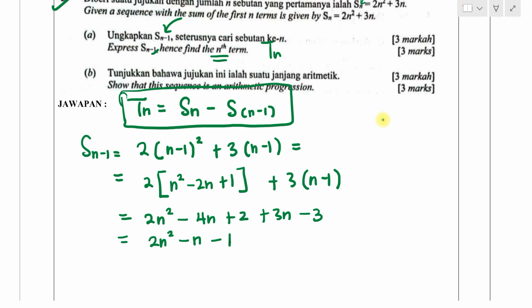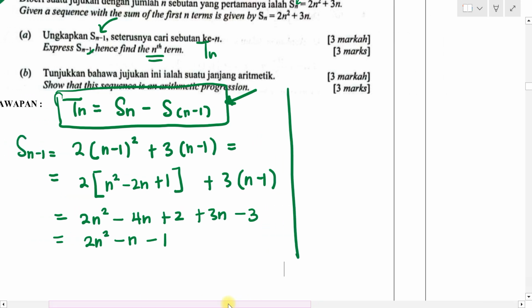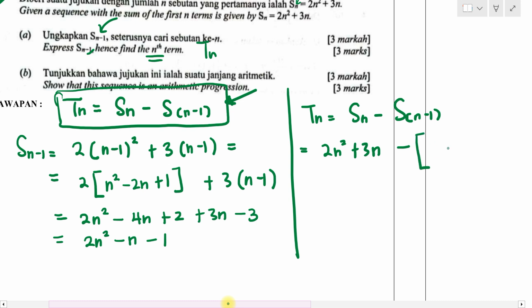But after that, if you cannot find your Tn, that means you don't know about this fact. I have told you many times. That Tn is important. Now we want to find Tn. It's easy. Sn minus Sn minus 1. So 2n squared plus 3n, which is your Sn, minus, I put a bracket. If you don't put the bracket, it is wrong. 2n squared minus n minus 1.